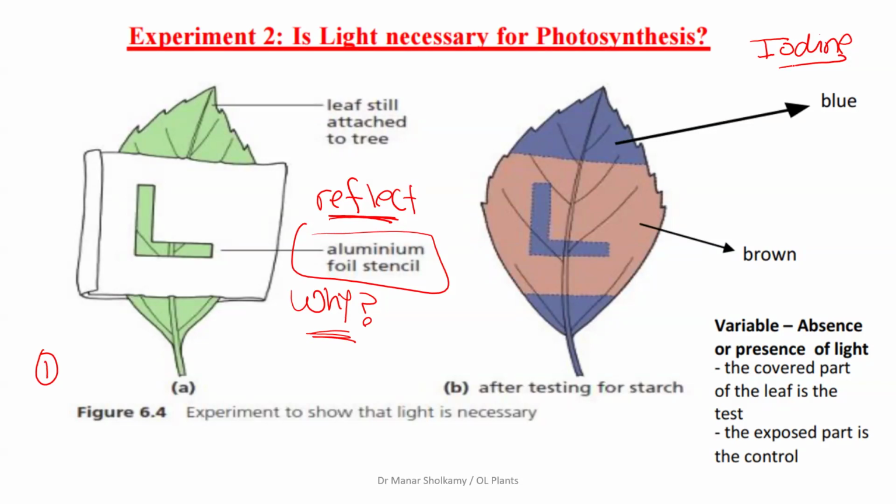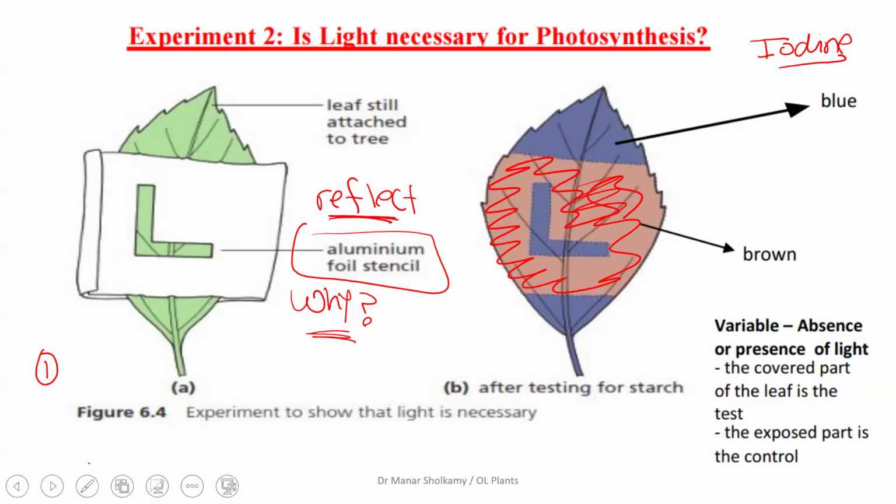Now, when we add the iodine, which parts will give me a positive result? The parts that were exposed to the sun or the parts that were covered with aluminum foil? The ones that were exposed to the sun. Yes, the ones that were exposed to the sun, of course, will give me a positive blue-black color. And the ones that were covered with aluminum foil will give me a negative result, and the iodine will remain yellow-brown.